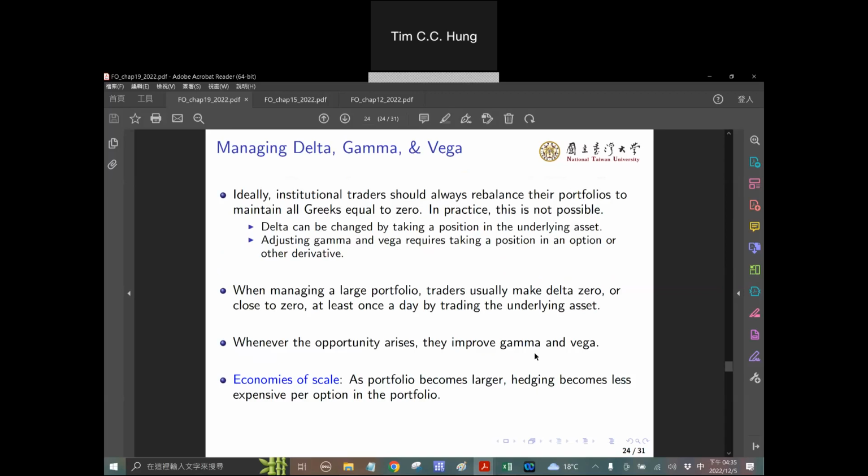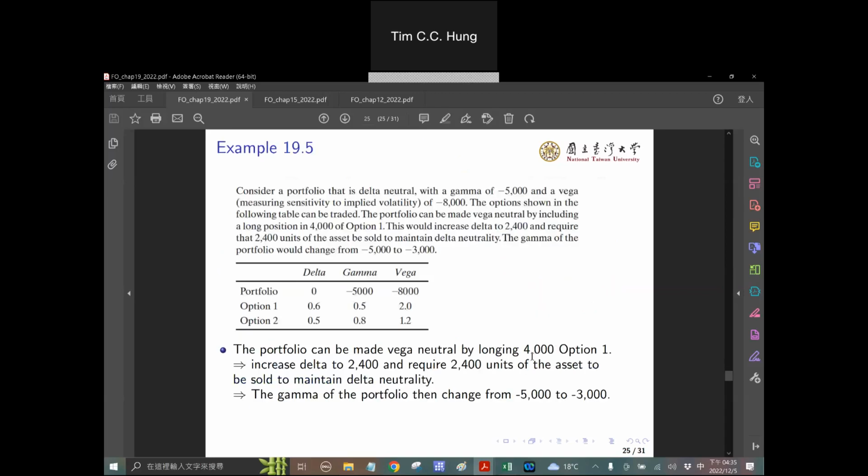So let me show you one last example in the textbook, how we may be able to do a vega neutral and also gamma neutral strategy at the same time. This is example 19.5 in the textbook. Consider a portfolio that is delta neutral, with a vega of negative 8,000. The options shown in the following table can be traded. So it first specifies the characteristics of our portfolio. Our portfolio is already delta neutral, but it has some kind of negative loadings of gamma.